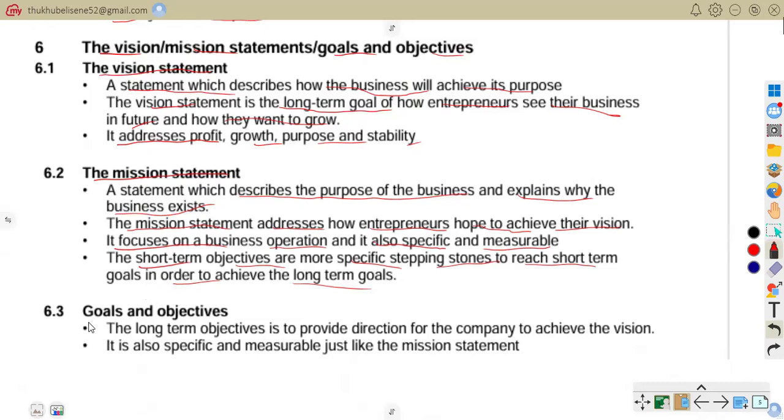So now we have goals and objectives. The long-term objective is to provide direction for the company to achieve the vision. Here we're talking about the major goals the business wants to achieve over several years. It is also specific and measurable, just like the mission statement. Goals guide employees. Objectives should be clear and easy to measure.